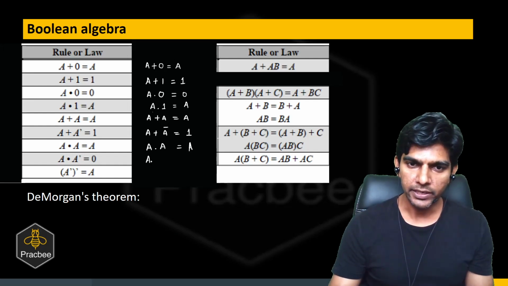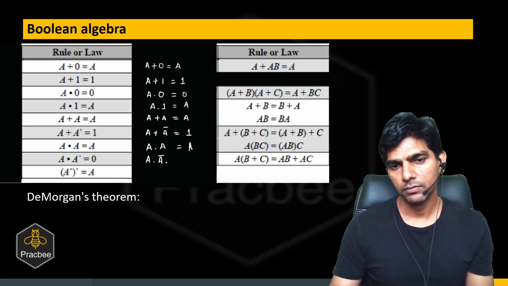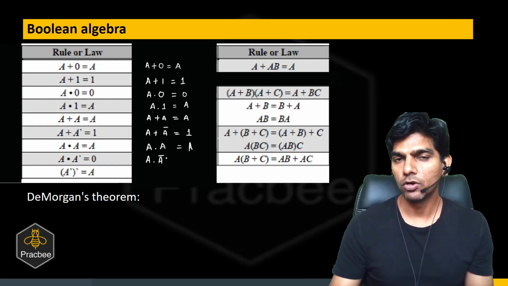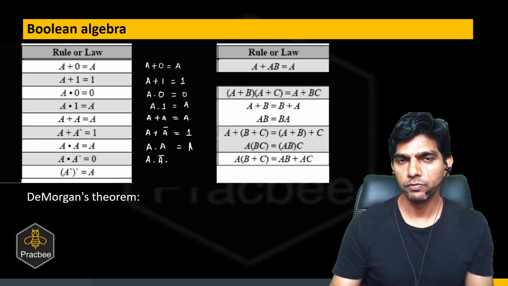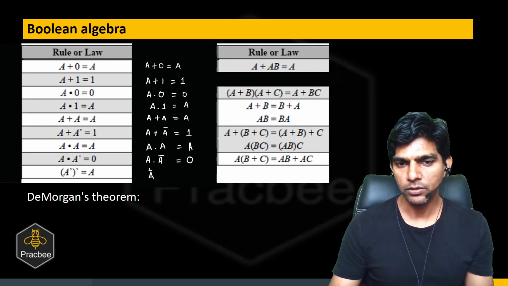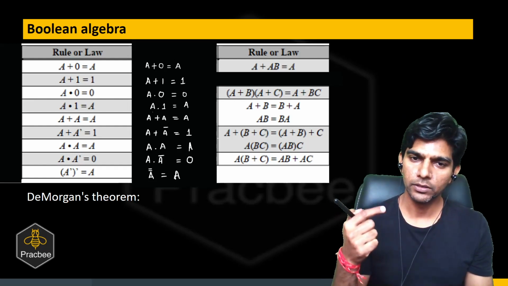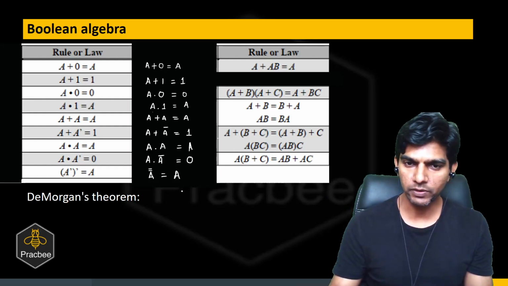Now, if I multiply A to its complement, suppose A is 1, its complement will be 0. So 1 times 0 will be 0. And 0 times 1 will be 0. So you will always get 0. The complement of the complement of A is nothing but A, right? If you negate the signal 2 times, you will get the original signal.